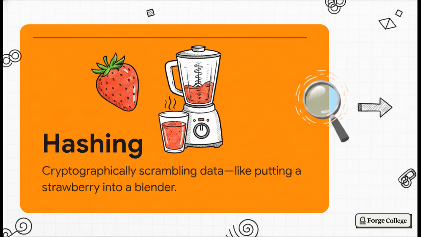For the stuff that needs to stay hidden, we use hashing. Think of hashing as cryptographically scrambling data. It's exactly like putting a strawberry into a blender to make a smoothie. If someone takes a sip of that smoothie, the unique taste proves unequivocally that a strawberry went into the blender, right? But no matter how hard they try, they can literally never reconstruct the original whole strawberry out of that smoothie. It's a one-way street.